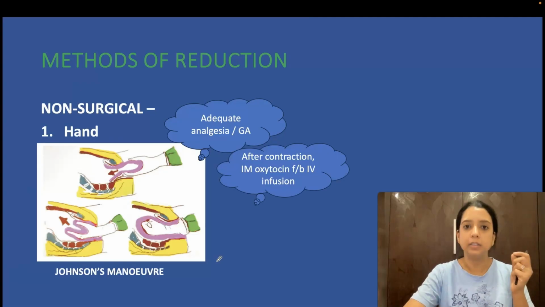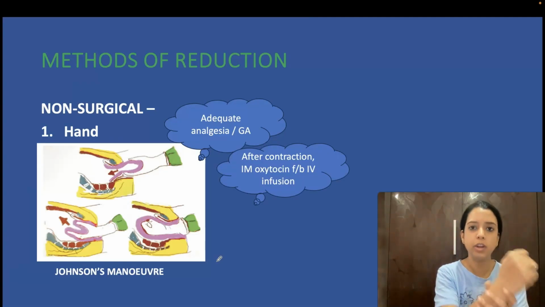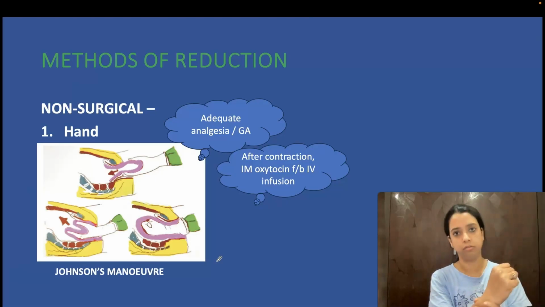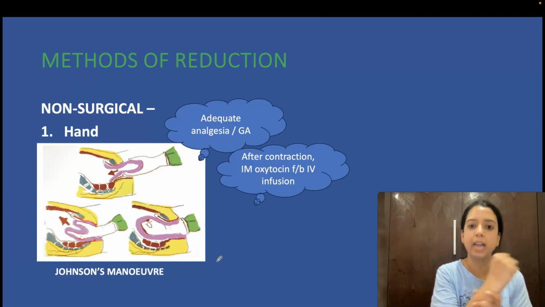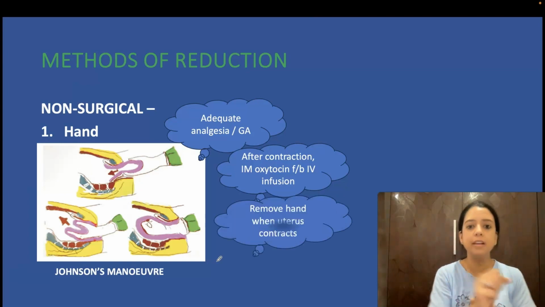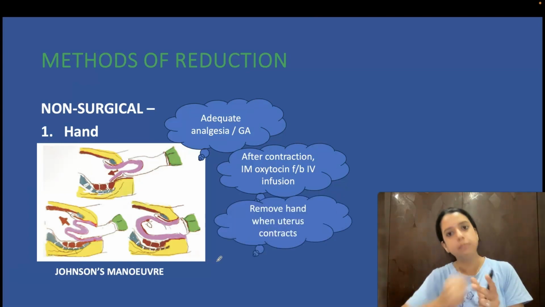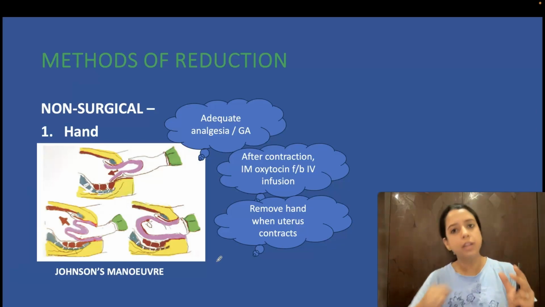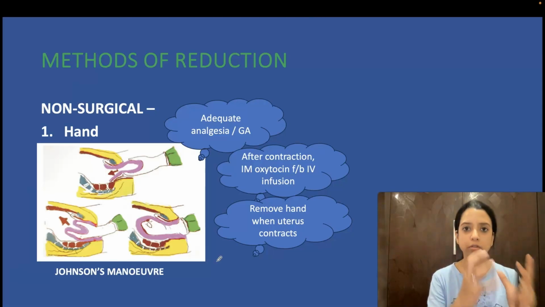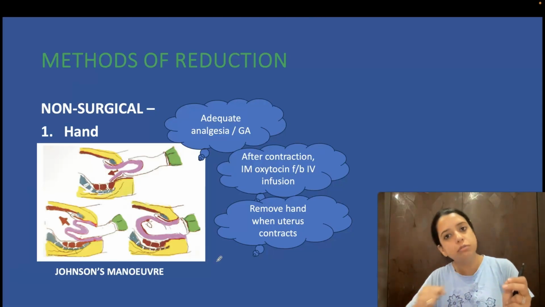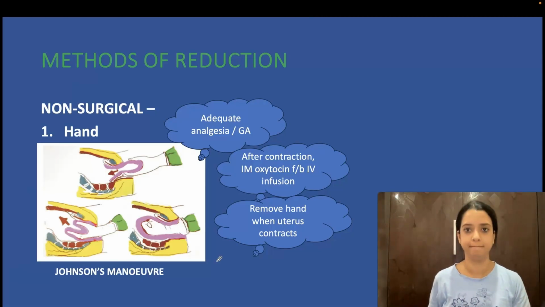Then stop oxytocin. You have stopped the oxytocin. Once your hand is inside, now start the oxytocin so that the uterus contracts. So once your hand is inside, start the oxytocin infusion. And once the uterus is contracted, then remove your hand. And after removing your hand, now remove the placenta. So once the uterus is contracted, remove your hand and now slowly and gently remove the placenta.